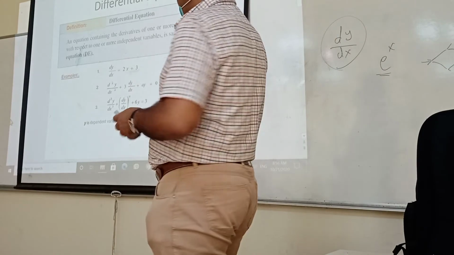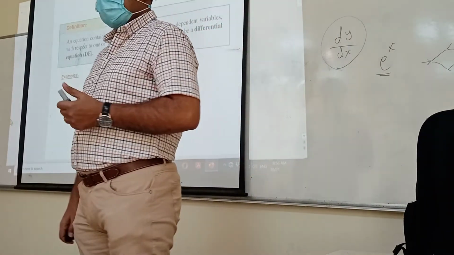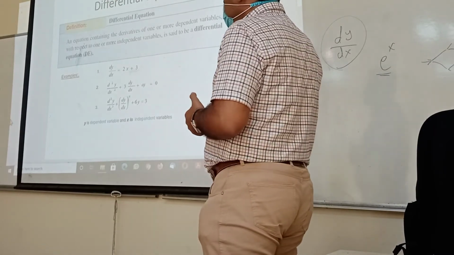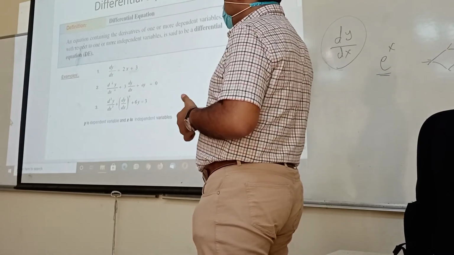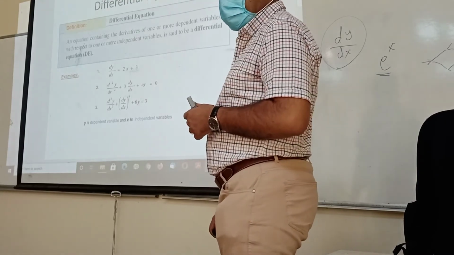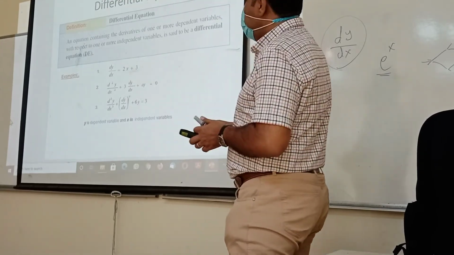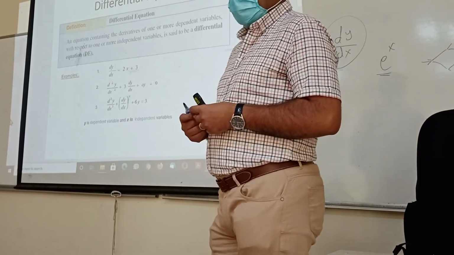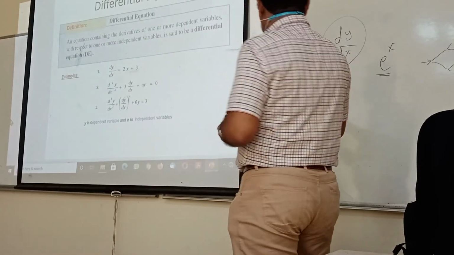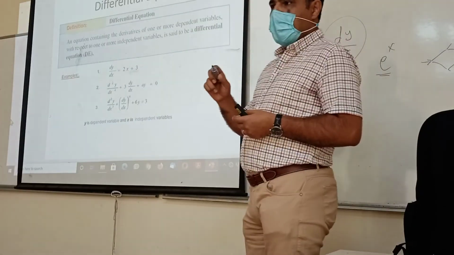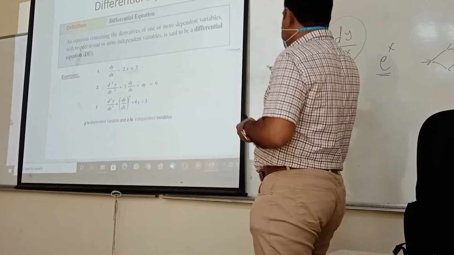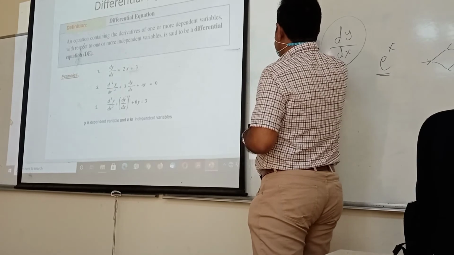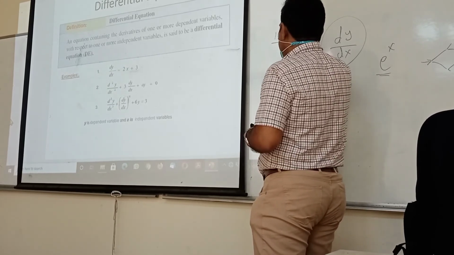Now, what's the differential equation? Differential equation, as it's given in the definition, is an equation containing the derivative of one or more dependent variables with respect to one or more independent variables. When you say the speed of the car is 100 kilometers per hour.